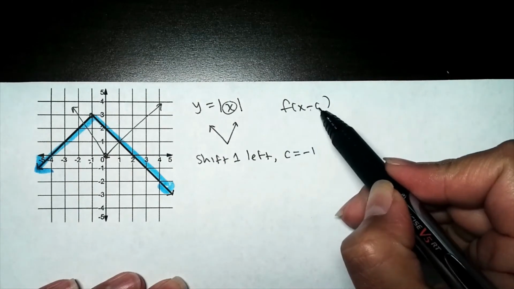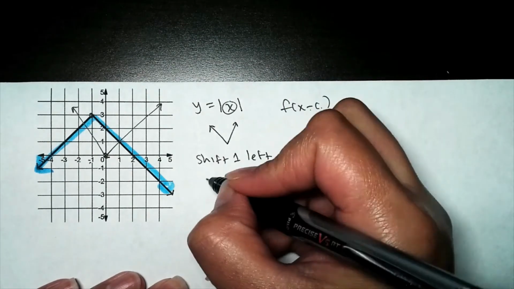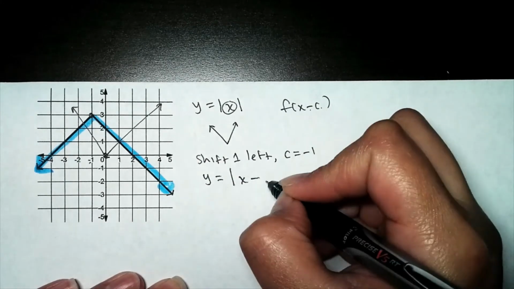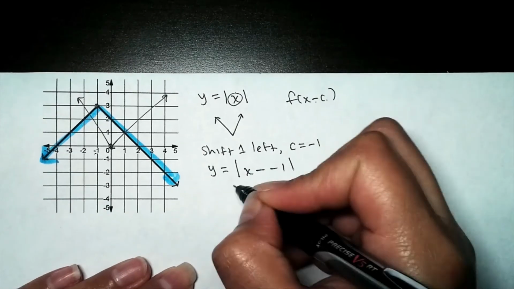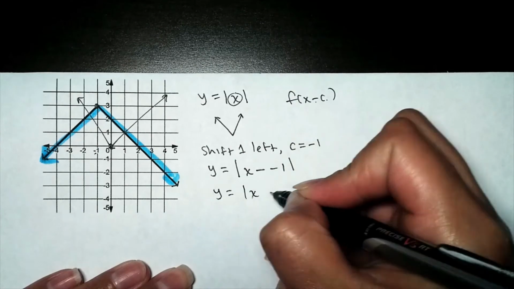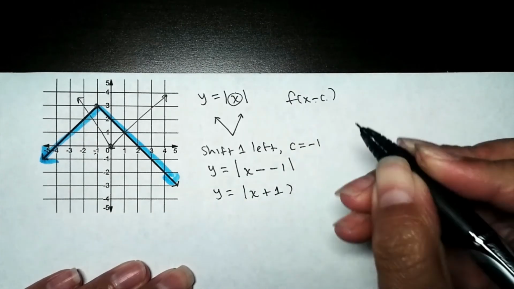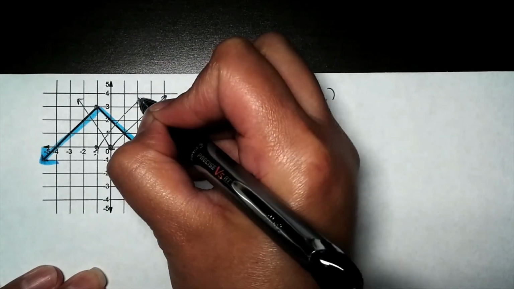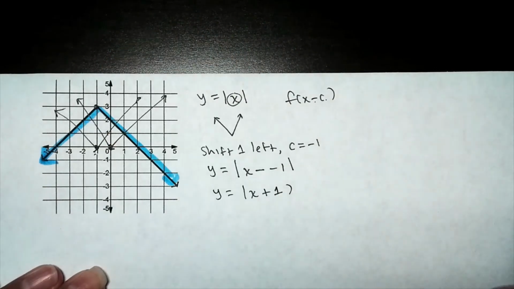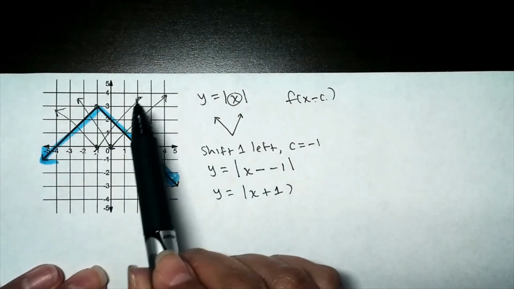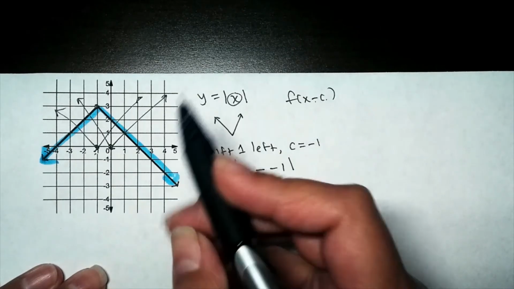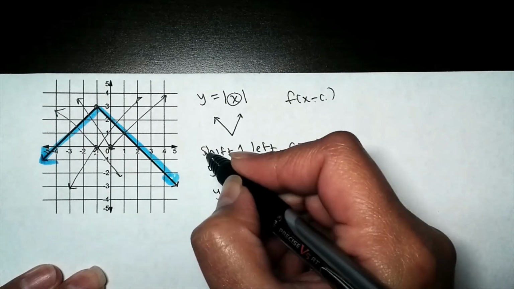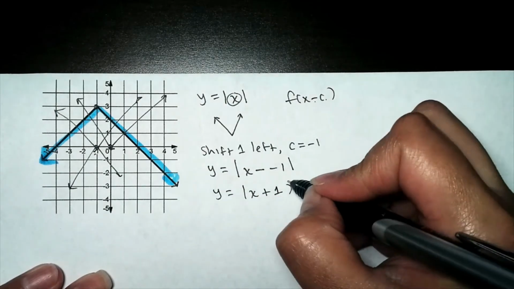So remember, horizontal shifts are of the form f of x minus c. So we're going to take that x and subtract from it the value of c, which is negative 1. So we have y equals absolute value of x minus negative 1. Or it would just be nicer if we put x plus 1. Cool. So we went 1 to the left. Cool. And then we have a V going like this, but we need an upside down V.